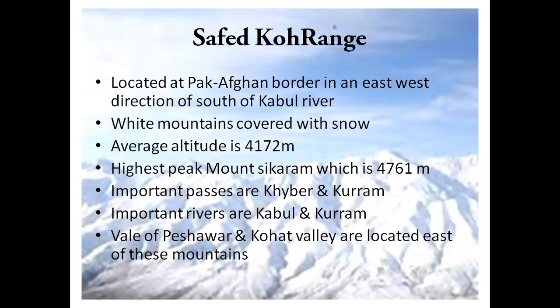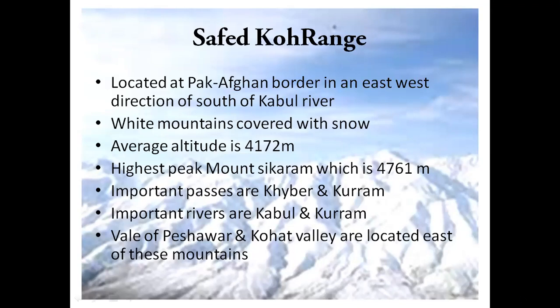Firstly, we will learn about location of this range. It is located at Pak-Afghan border in an east-west direction south of Kabul River. East-west of south of Kabul River. So you have to learn it critically. Then they look like snowy white mountains. The picture that I have used in background is of Safed Ko range. So these are white mountains. Why? Because they are covered with snow.